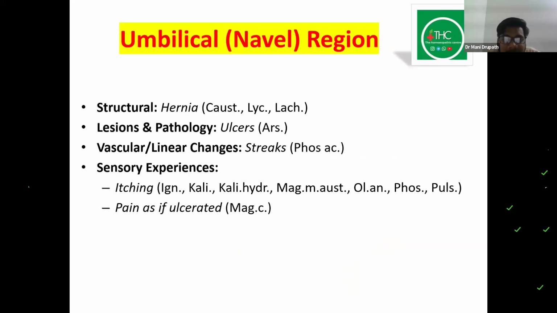Now coming to the umbilical or navel region. If there are structural changes like hernia, especially in the umbilical or navel regions, think of these three remedies: causticum, lycopodium, and lachesis. And causticum, how to confirm a causticum patient? Very caring, worried for others, even if he is having a lot of suffering. First he will tell, see my daughter, see my son, or see my grandchildren, they are suffering. First them, then after that I will check, doctor. That is the key confirmatory for causticum.